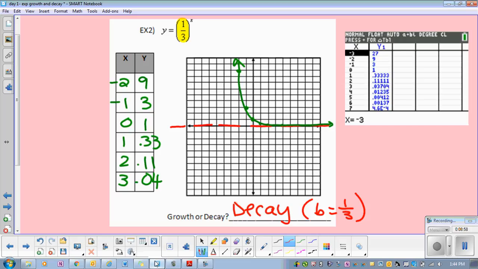Right? Okay, so the right arm is going towards the asymptote, right? It's not going away from it. It looks like it's going towards it. It wants to get stopped. That is a decay. Yeah? All right.